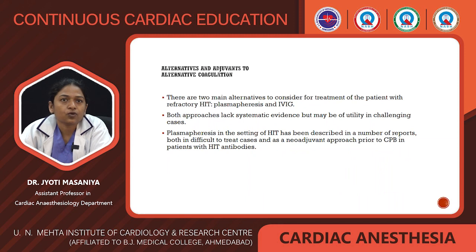Alternative and adjuvant to alternative anticoagulation. There are two main alternatives to consider for the treatment of patients with refractory HIT. One is plasmapheresis and the second one is IV immunoglobulin. Both approaches lack systematic evidence but may be of utility in challenging cases. Plasmapheresis in the setting of HIT has been described in a number of reports, both in difficult cases or as a novel adjuvant approach prior to CPB in patients with HIT antibodies.